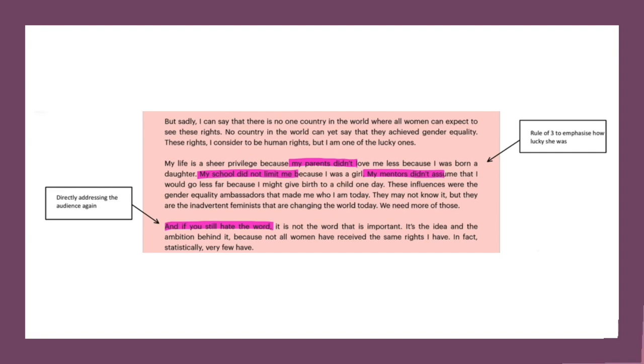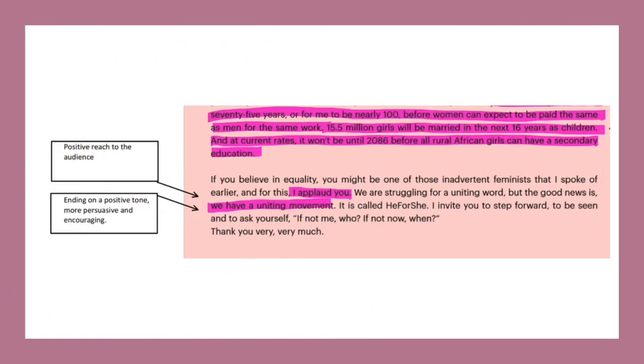And here's another one here again. This time she reaches out to the audience again in a really positive way. If you believe in equality, I applaud you. And then she says, we have a uniting movement. So she goes from directly addressing the audience to then bringing the audience in as part of the movement themselves. So it really feels like a really inclusive speech, and that can be really persuasive.